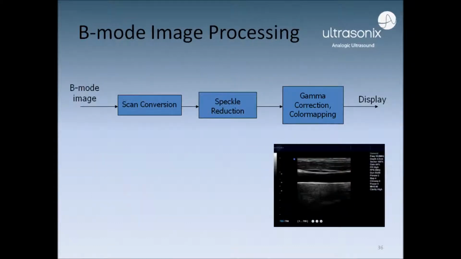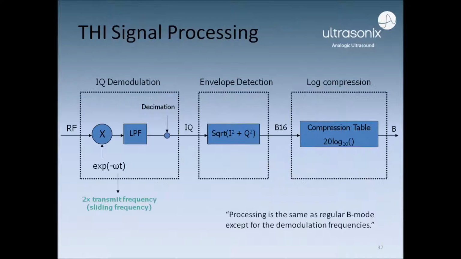The B-mode image is then scan converted. This is an interpolation step to map the data geometry to the actual geometry of the imaging plane, which is mainly determined by the geometric parameters of the transducer. Next, a speckle reduction algorithm is used to enhance the appearance of the image and reduce the speckles. Finally, gamma correction and color mapping is applied for displaying the images.